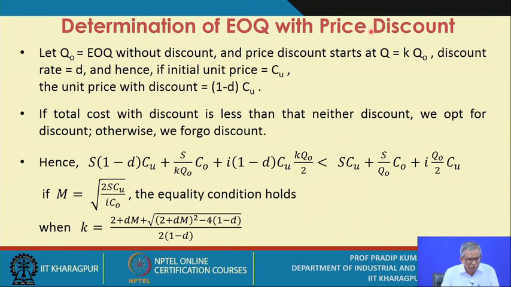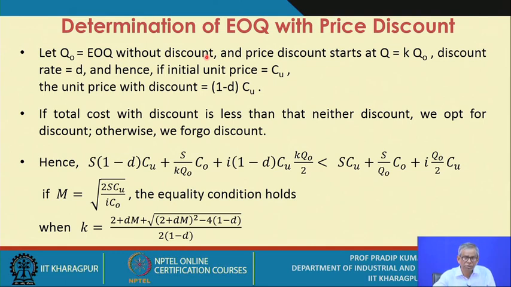While modeling this particular problem, we need to consider several kinds of variables and parameters, and we are trying to explain the rationale behind such modeling at each step. So let Q0 equal EOQ, the economic order quantity without discount. That is the first derivation we have, the original EOQ formula.